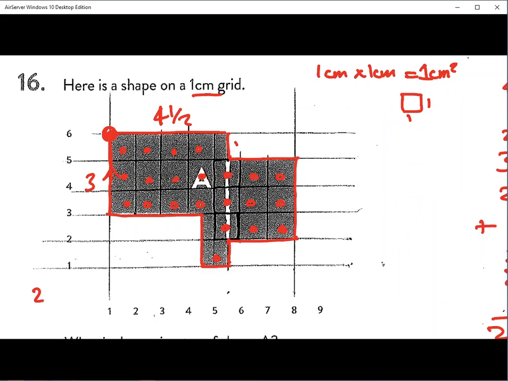5, 6, 7, 8, 9, 10, 11, 12, 13, 14, 15, 16, 17, 18, 19, 20, 21, 22. So I've counted 22 full squares. Now I'm going to change the color of my pen. We've got 22 so far.